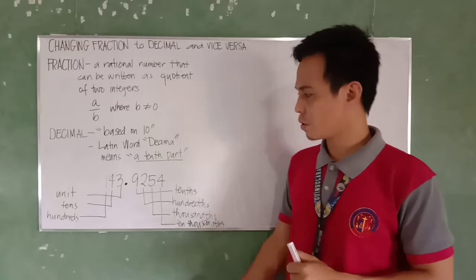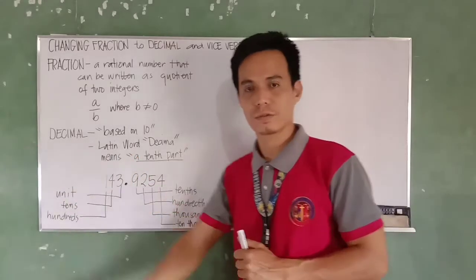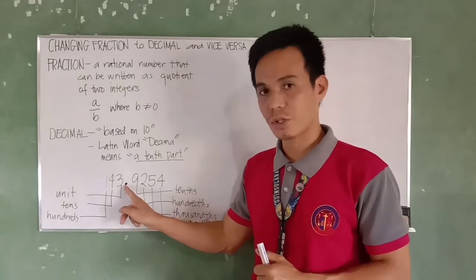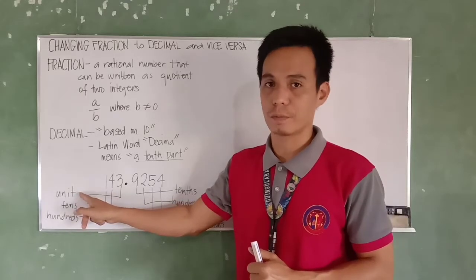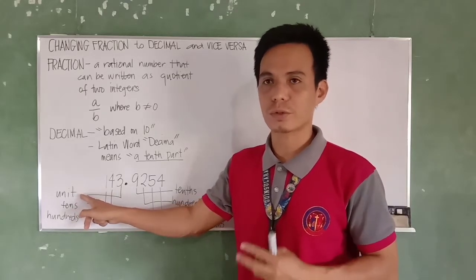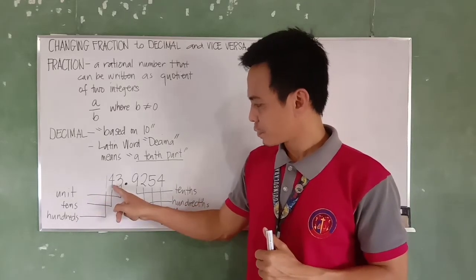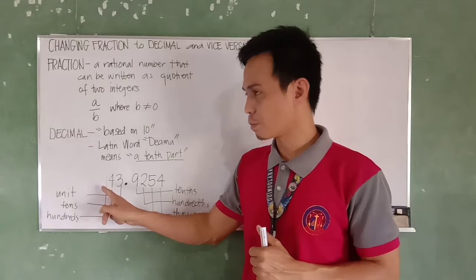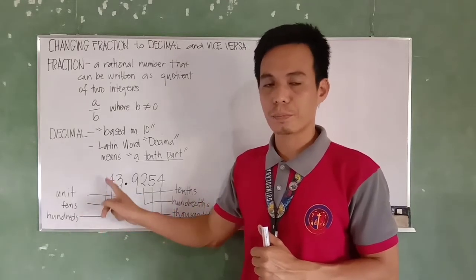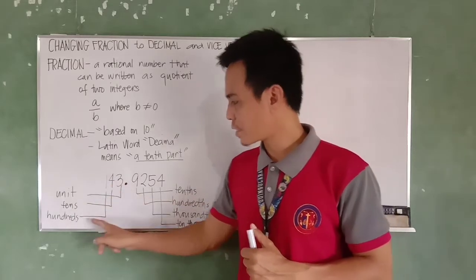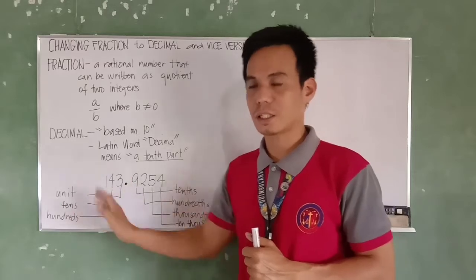Okay? So, this one here, going to the left muna tayo. So, from the decimal point to the left, the first number is the unit number. The unit number. Then, the next number, which is 4, is the tens. Yung pang 10th part niya. Then, the last number is the hundreds. Kasi yung counting natin is by 10 nga, di ba?